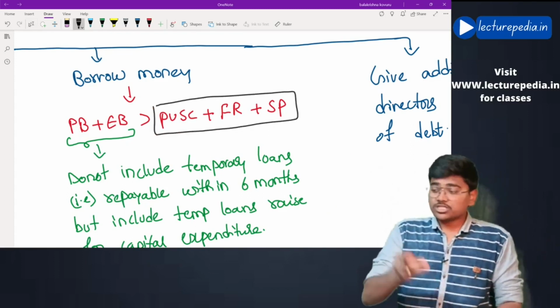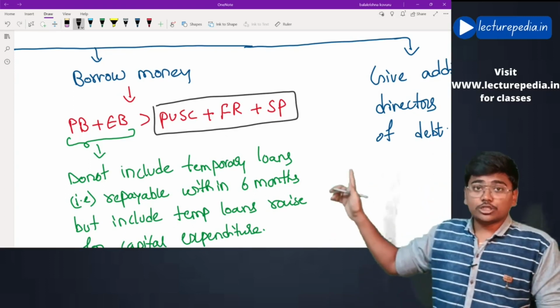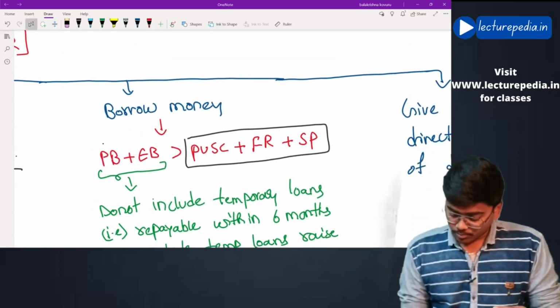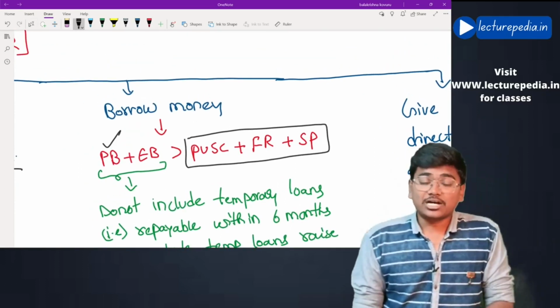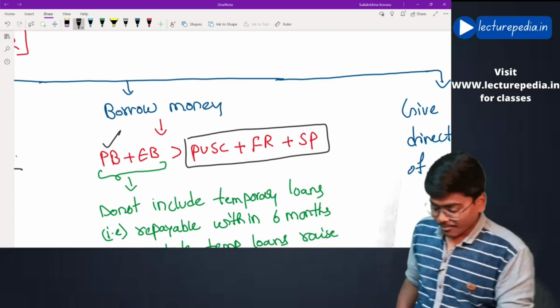If proposed borrowings plus existing borrowings exceeds paid up share capital, free reserves and securities premium of the company, in that case for proposed borrowings the board of directors have to take general meeting special resolution. Hope that is clear.